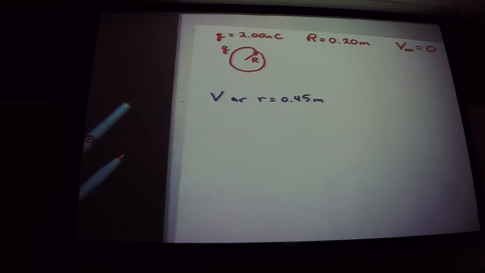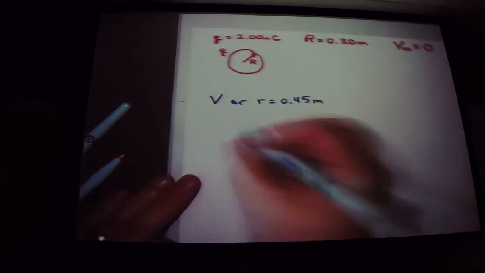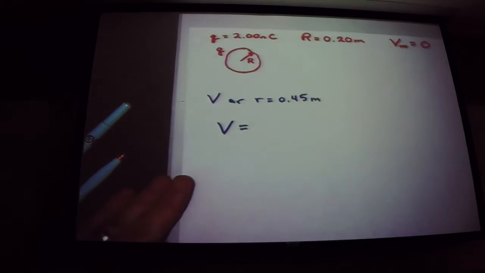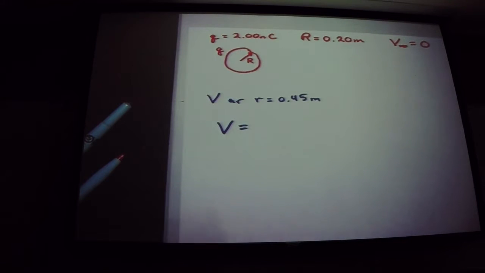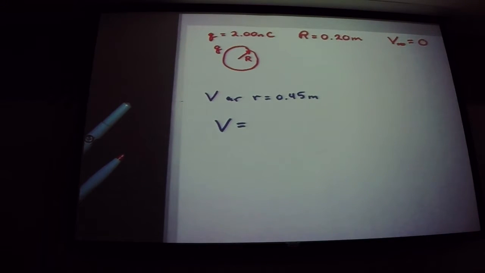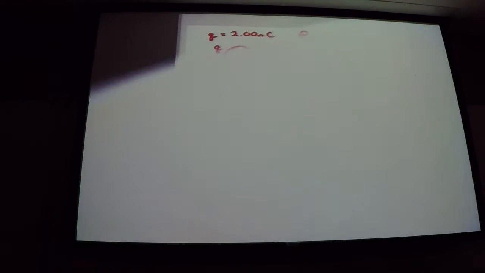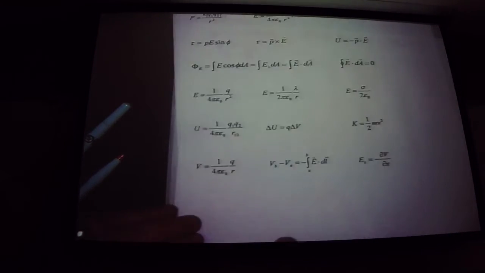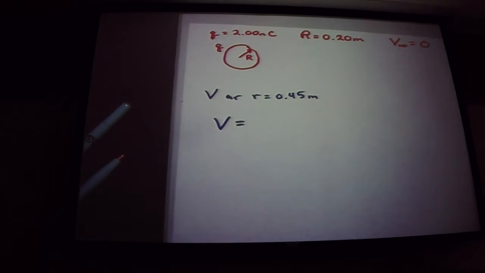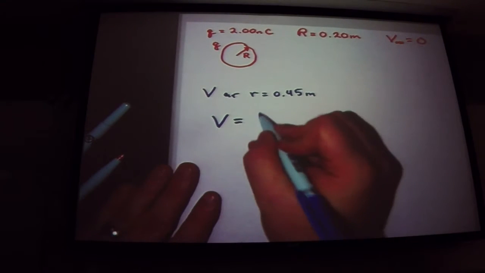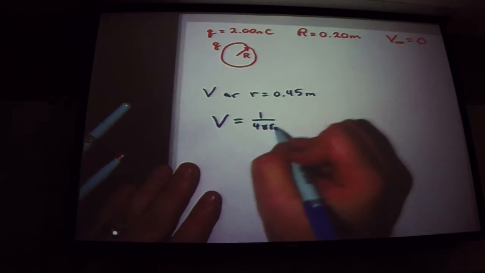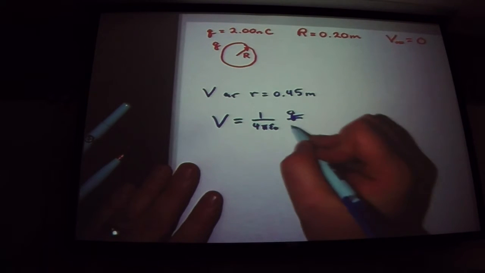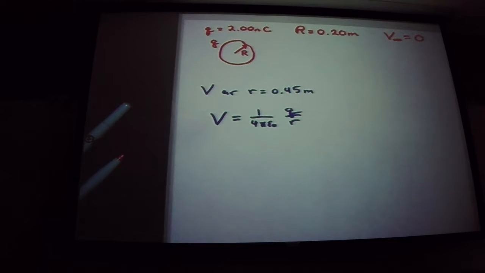So anytime I'm outside of a sphere, I'm like, oh, fine, I'll even use the one that I had to give you because they gave it to you. So I look on my formula sheet, and I look down here. Oh, there it is. 1 over 4 pi epsilon naught Q over R. That's my voltage from a point charge, where Q is the charge and R is how far away I am from it.